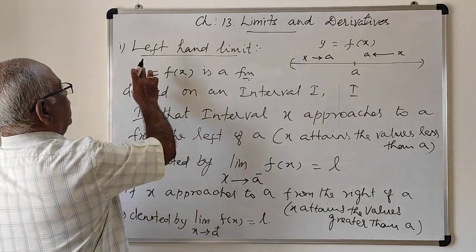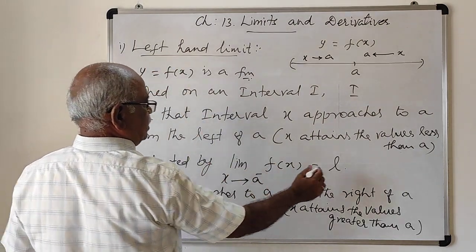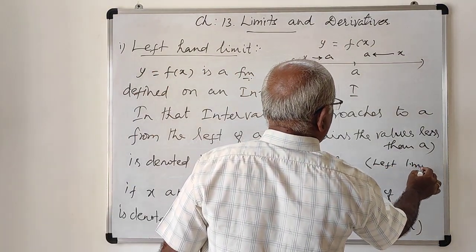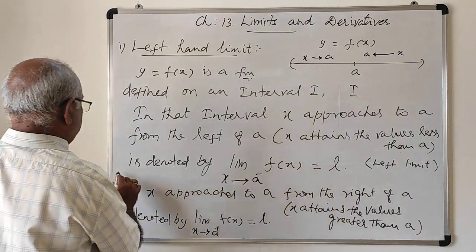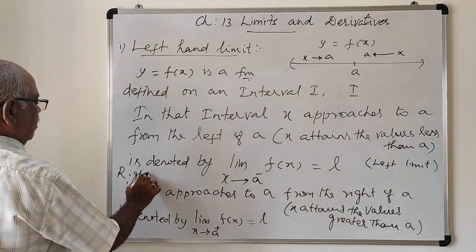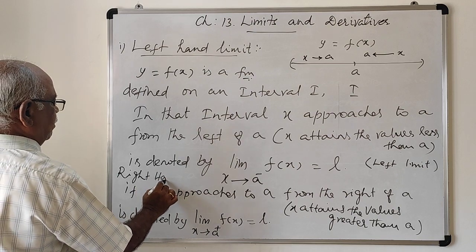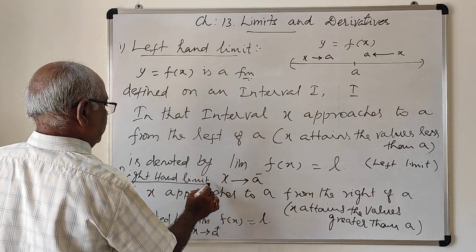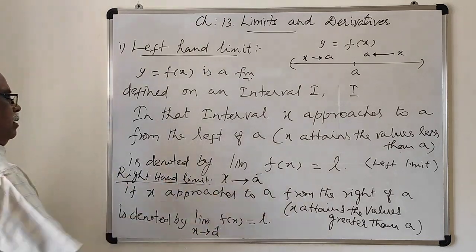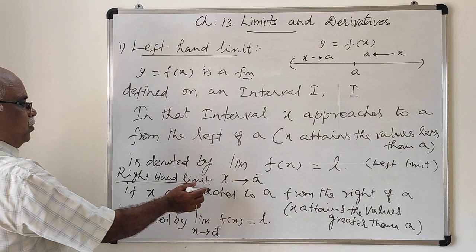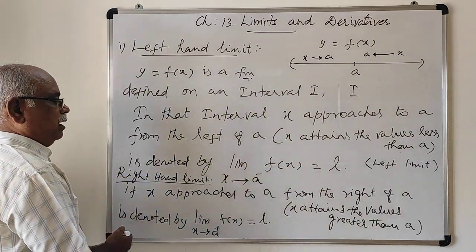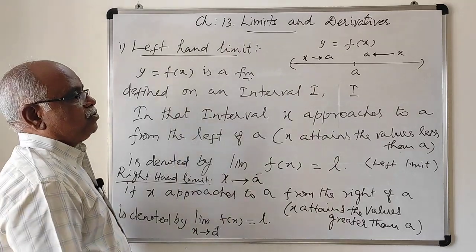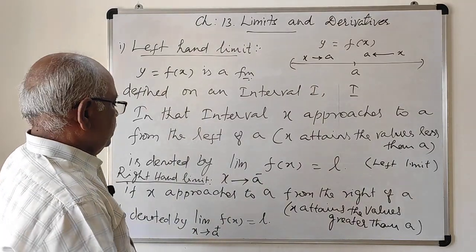This is the left hand limit, and this is the right hand limit. Right hand limit is, if x approaches a from the right of a, that is, x attains the values greater than a, it is denoted by limit x tends to a plus f of x. That is also L.